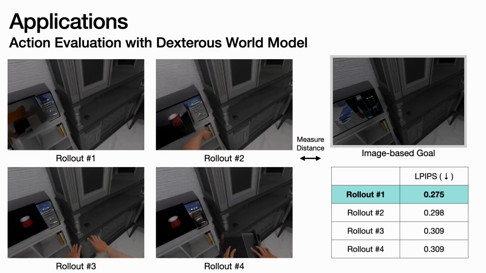We can also evaluate actions using an image-based goal. In this case, we compare the final visual outcome of each rollout to the goal image. The candidate with the lowest perceptual distance is selected. This shows how DWM can support goal-driven action selection through visual simulation.